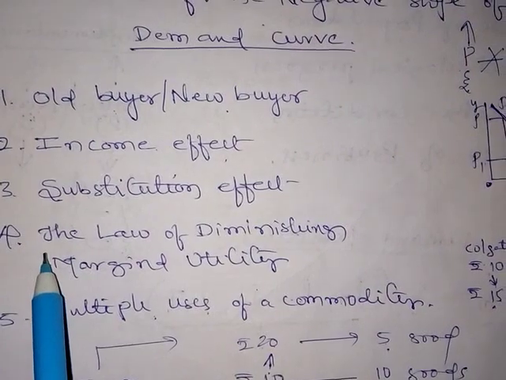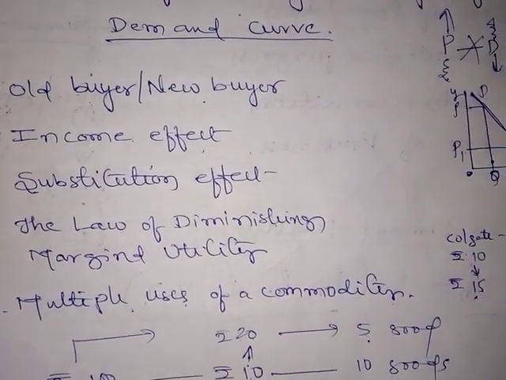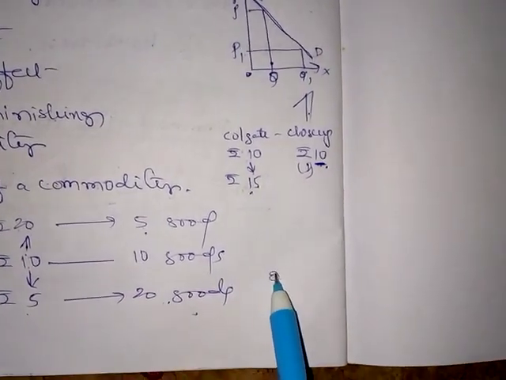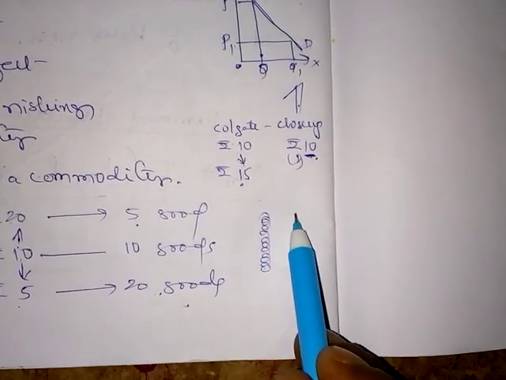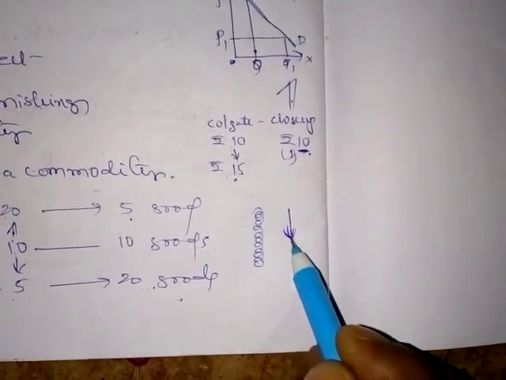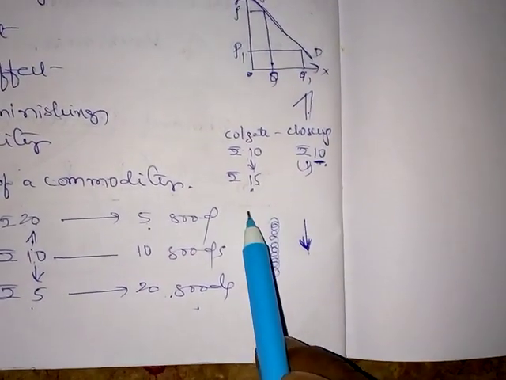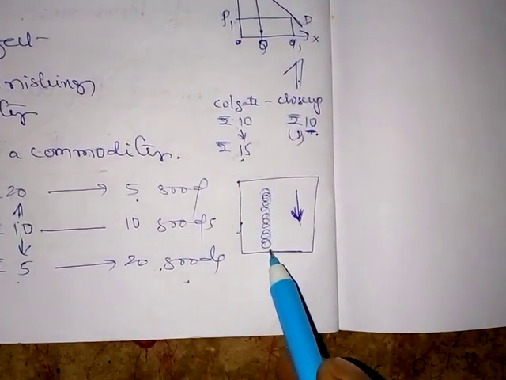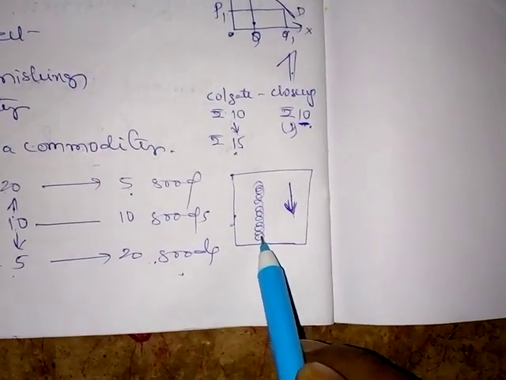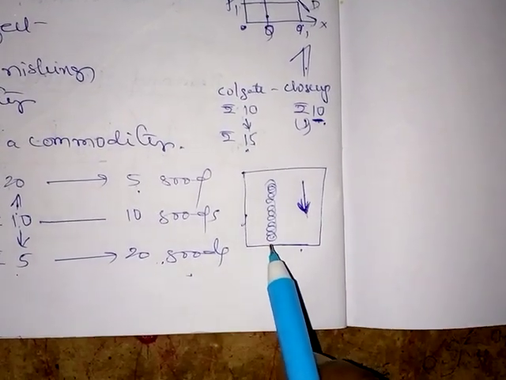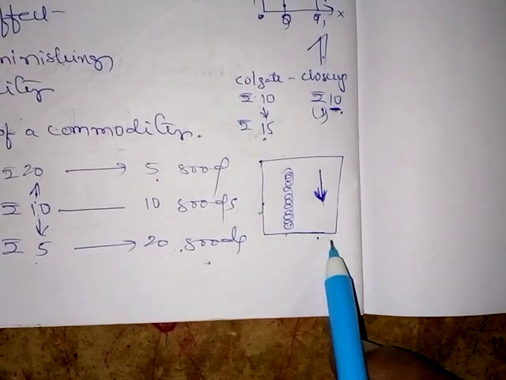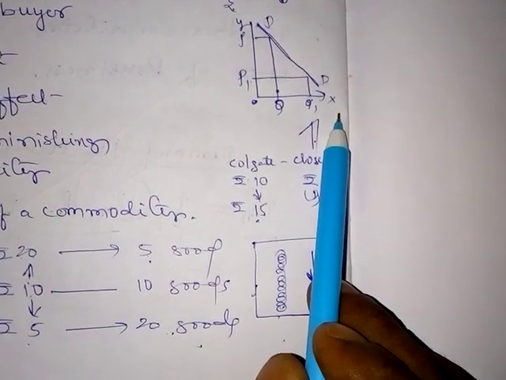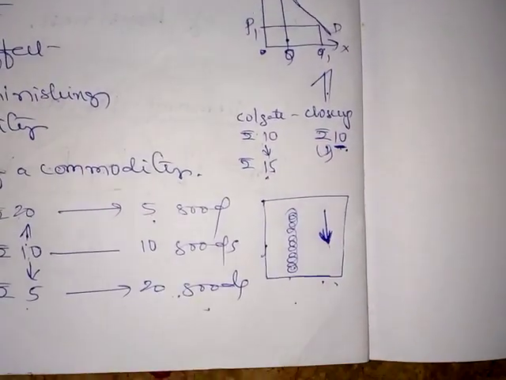Then coming to the fourth one, the law of diminishing marginal utility. According to this law, when the quantity of a commodity increases with a person, the consumer will get less and less satisfaction. This is the effect of the law of diminishing marginal utility, right? Therefore when a consumer wants to buy more of the commodity, he will be willing to pay less price for it. So purchasing more quantity is possible at a lower price. Therefore when price is lower, demand will be higher. Then the demand curve slopes downwards to the right, right?